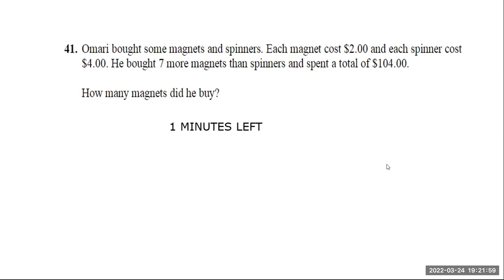Now the question said how many magnets did he buy? So what would have been the final step in this problem? Since he has 7 more magnets than spinners, you would have to add 15 to 7, and you'll get 22 magnets.